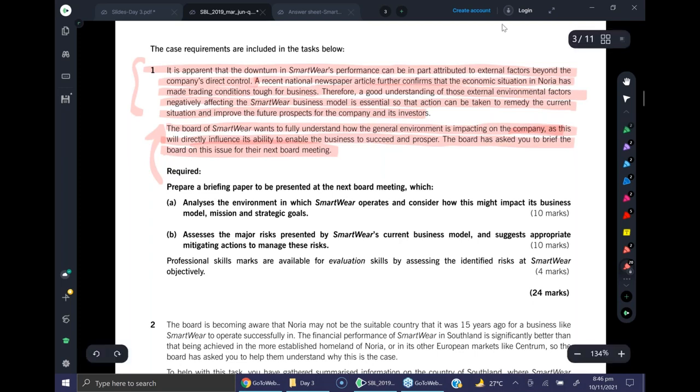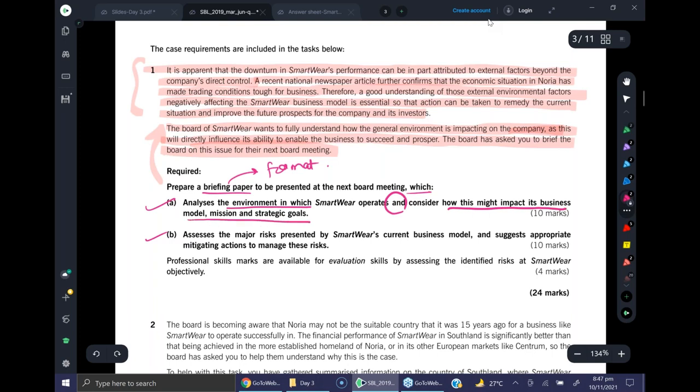Requirement specifically is to prepare a briefing paper. Here is my format, which needs to be followed in order to get full professional skills marks. So prepare a briefing paper to be presented at the next board meeting, which covers two parts. A, analyze the environment in which Smartwear operates and consider how this might impact its business model, mission, and goals.